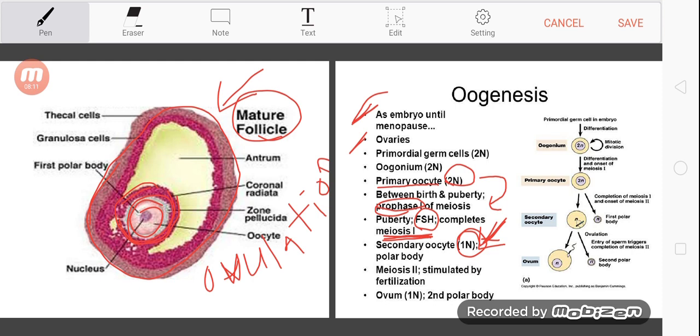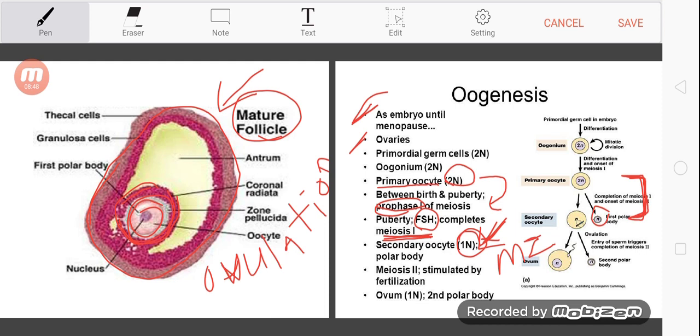So you can imagine during meiotic division 1, the homologous chromosomes are separated, and you see the first polar body being produced. And then the secondary oocyte will start meiotic division 2.